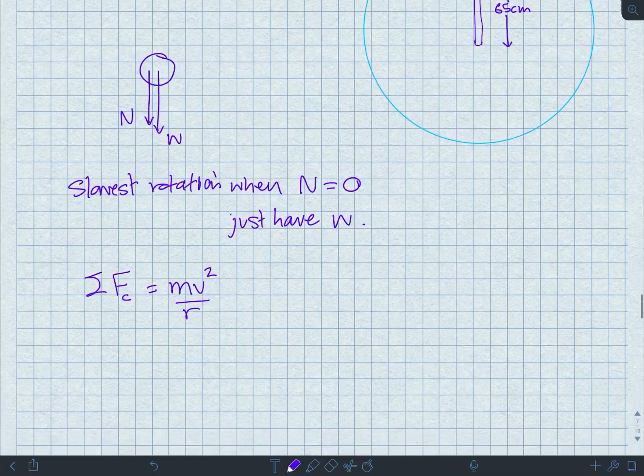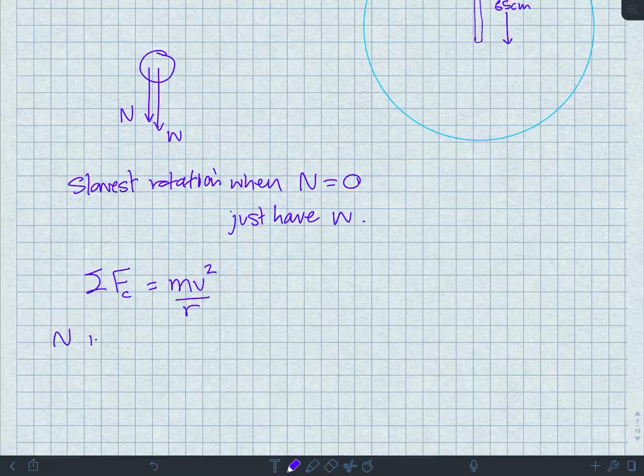And just like always, we're going to fill in the left side with the player roster. Who are all the players? What teams are they on? So in general, we had the normal force plus the weight acting toward the center of the curve. I know we said that the normal force is 0 here, but just so we have it for clarity. Then on the other side, we have our mv squared over r.